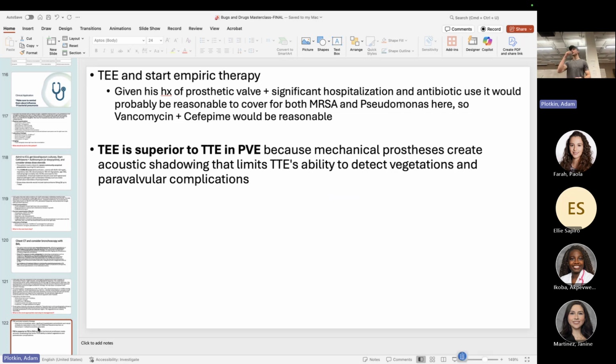And then I heard over here, right, chest x-ray. This guy probably has crackles because he's got a big old vegetation somewhere in his heart, and he's got an acute heart failure. And then I also heard, why does this guy have anemia? Why do you guys think this guy has anemia?